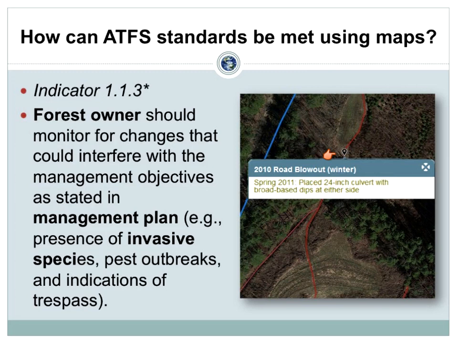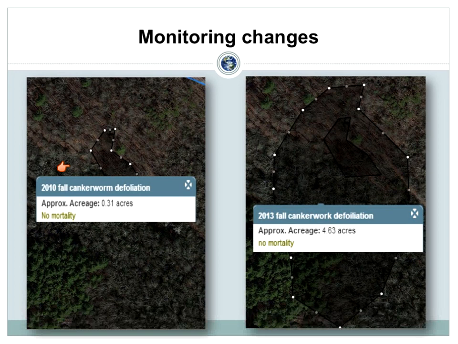Another way you can monitor change might be just for your own information or for other folks. It could be monitoring some sort of insect or disease problem that you may have out there. In fall 2010, this area right here had a small spread of cankerworm defoliation. No trees died, but they were defoliated. In 2013, you could see how that has spread over time. Again, no mortality, but it is interesting to keep an eye on something like that. And the list goes on.